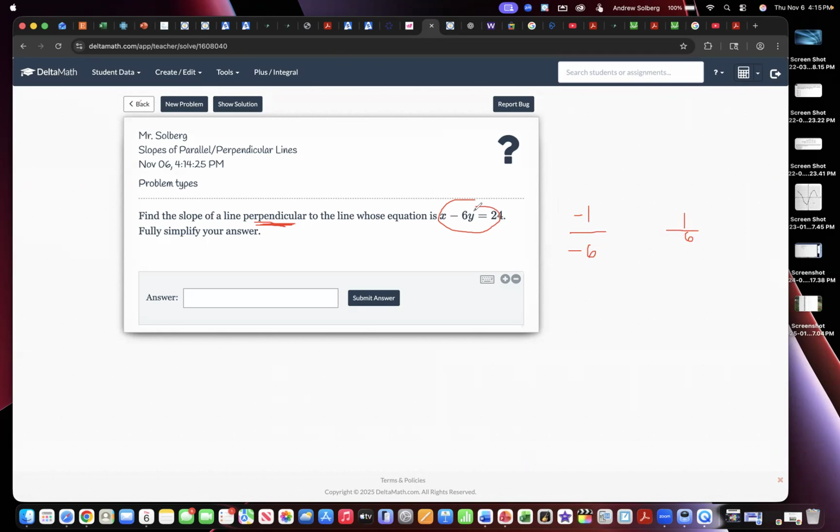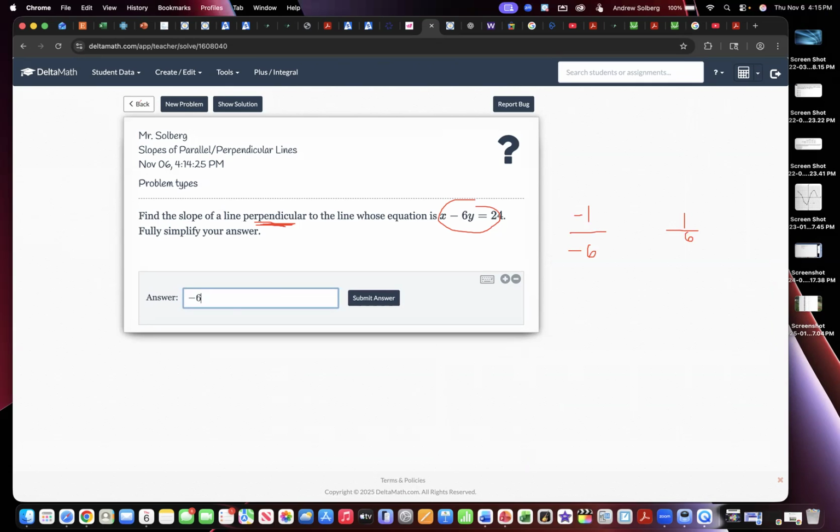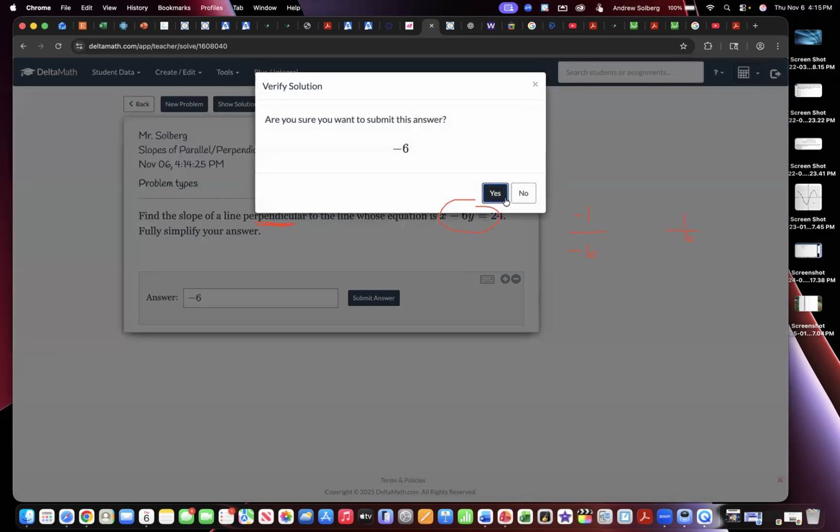Okay, so if it was parallel, I want the same slope, so I would just type in 1 over 6, but this says perpendicular, so I need to change the sign. So I need to make it negative, since it's positive, and then 1 over 6 becomes 6 over 1. So I could type in 6 over 1, or just 6 divided by 1 is just 6. So my slope would be negative 6.